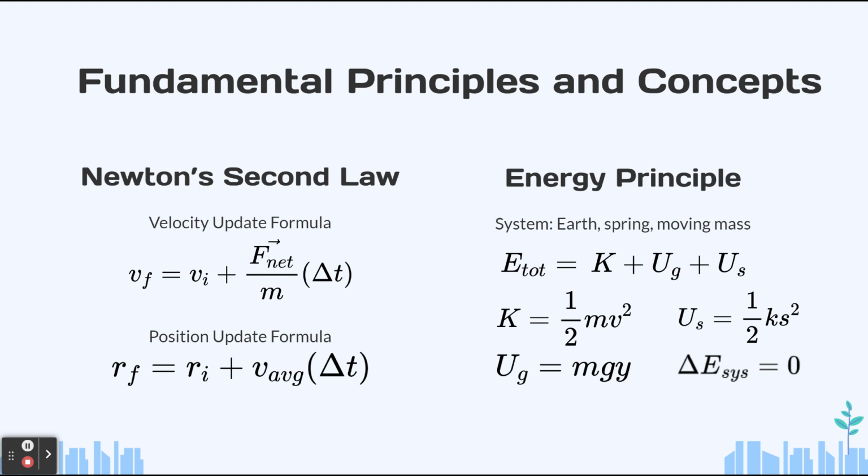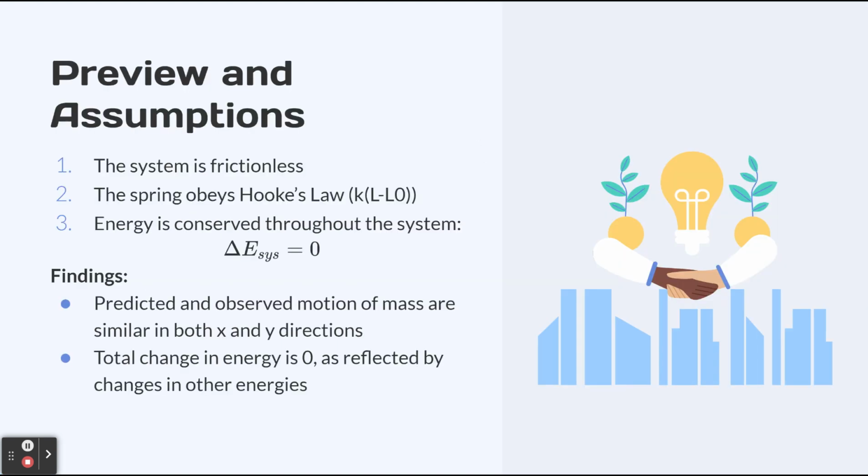Kinetic energy is equal to 1/2 mv², gravitational potential is equal to mgy, and spring potential is equal to 1/2 ks². So some assumptions that I made in the system. First is that the system is frictionless, the spring obeys Hooke's law, and that energy is conserved throughout the system. So delta E system equals zero.